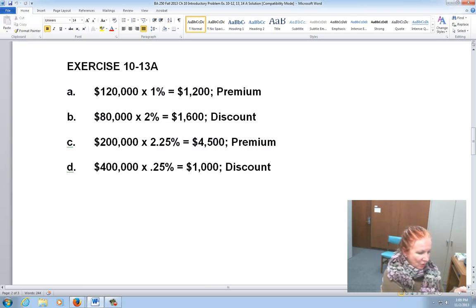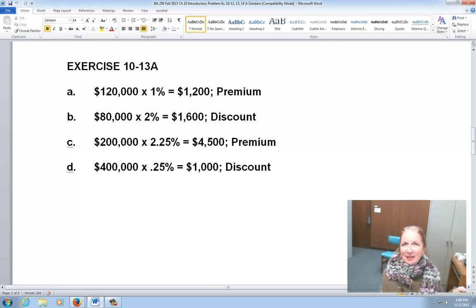So they issued $120,000 6% bonds at 101. So 101 is a premium because it's greater than 100. And so I would take 120,000 and multiply it by that 1% over the face value, and the premium would be $1,200.